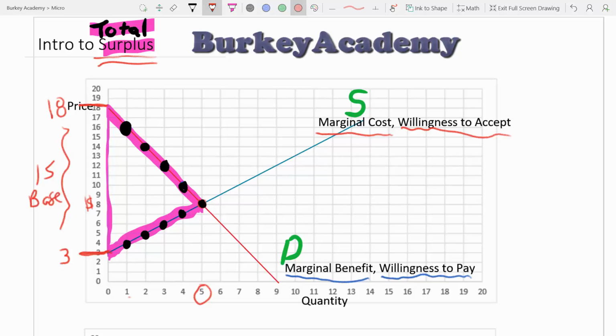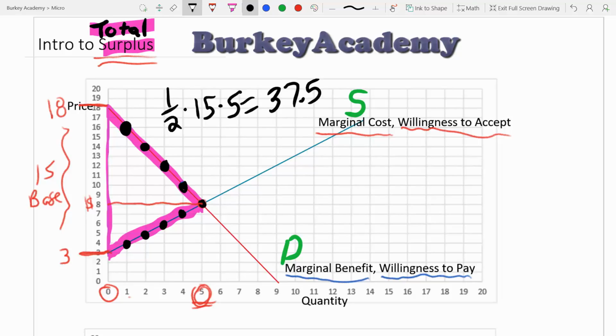And the height of this triangle goes from the base to the highest point. And so the base to the highest point, all we're talking about is this 5 units, right? We're going from 0 to 5 on that axis. So the total surplus in this example would be 1/2 times the base, 15, times the height of 5. And that equals 37.5.